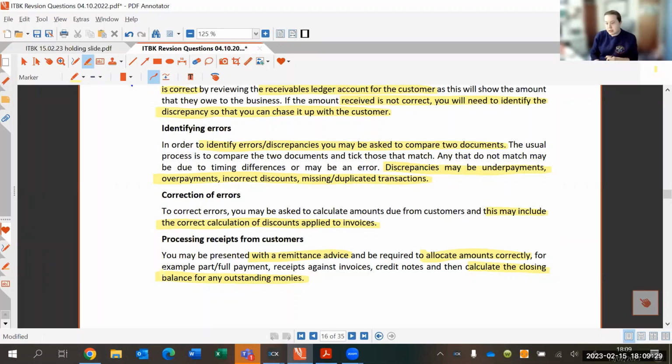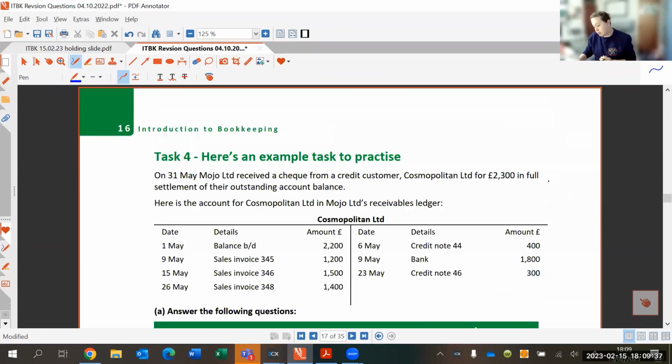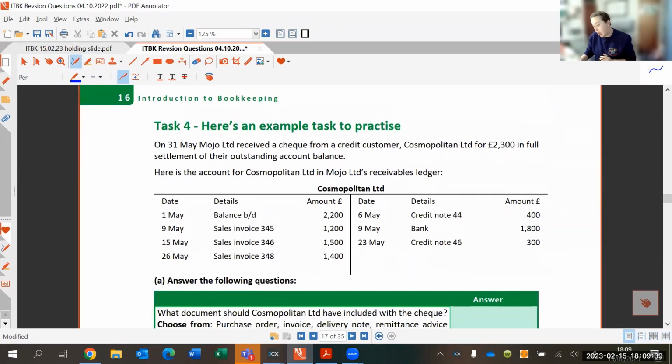receipts from customers. So I think we'll get cracking, and we're going to have a look at a question. So task 4, here we go. Let's get the highlighter out. We'll highlight the information that we need.